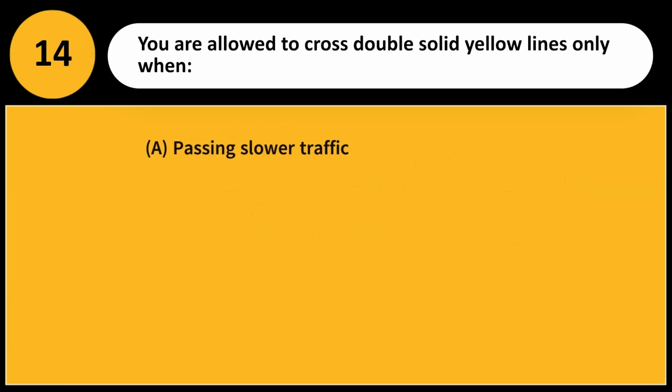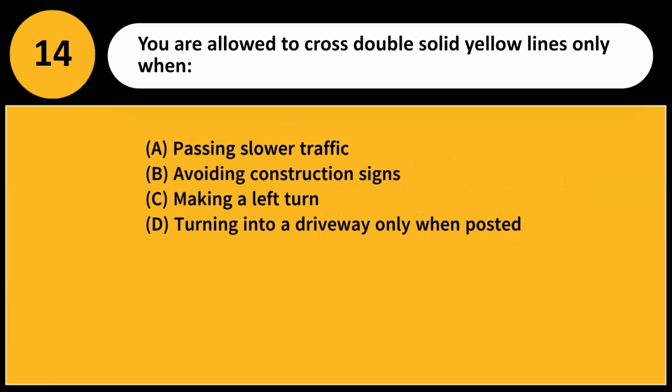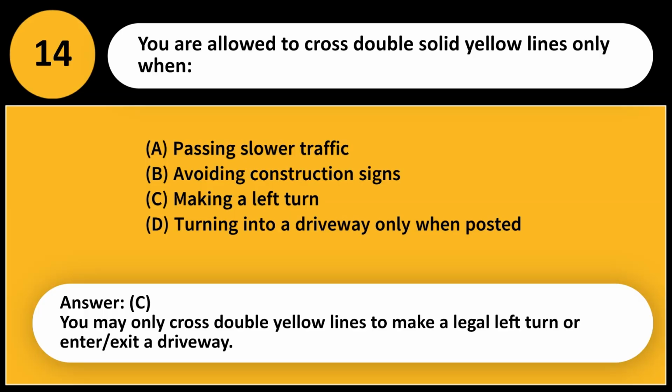You are allowed to cross double solid yellow lines only when A. Passing slower traffic. B. Avoiding construction signs. C. Making a left turn. D. Turning into a driveway only when posted. Answer: C. You may only cross double yellow lines to make a legal left turn or enter or exit a driveway.